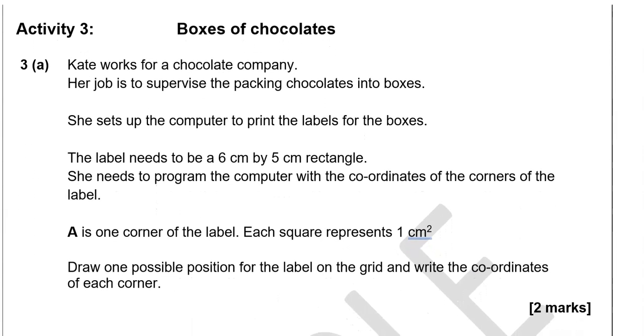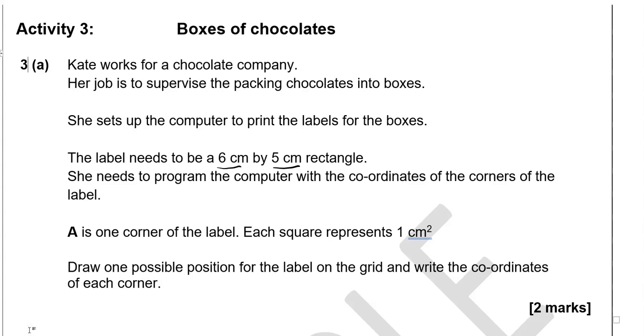Activity 3, boxes of chocolate. Kate works for a chocolate company. Her job is to supervise the packing chocolates into boxes. She sets up the computer to print the labels for the boxes. The label needs to be a 6 centimeter by 5 centimeter rectangle. She needs to program the computer with the coordinates of the corners of the label.